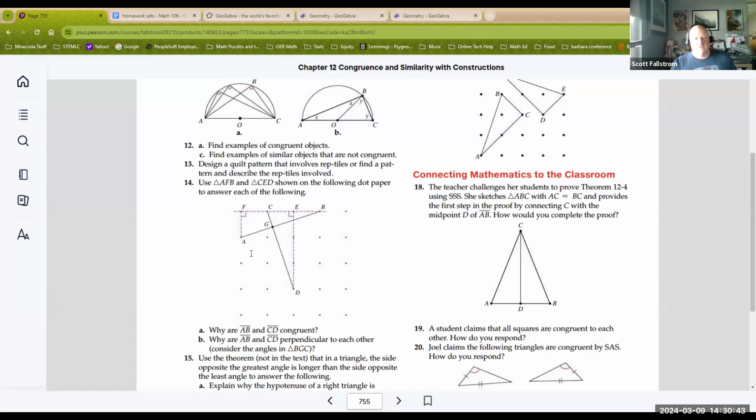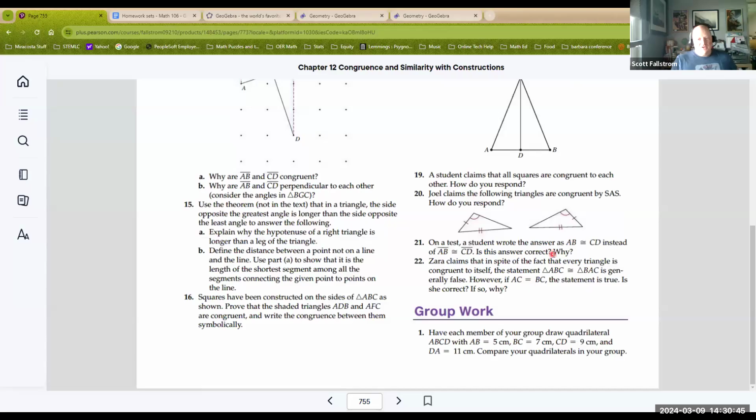Let's take a look over here. 20. All right, Joel, what do you got? Joel claims the following triangles are congruent by side, angle, side. All right. And he lists them. So you can see we have a side, we have an angle, and then we have a side. Is that what is required for side, angle, side? This is the question for you. How do you respond to what Joel is presenting?